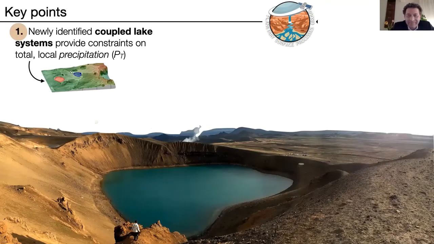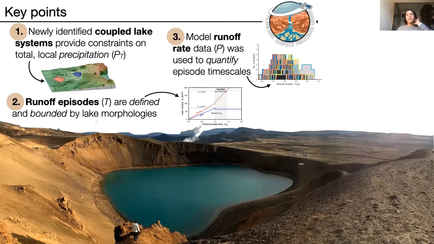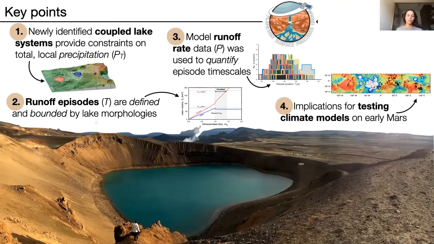Yeah, sorry, conclusion. We calculated all of these precipitations for these systems. We use their morphologies to show that runoff has to be bounded in time. We can combine this with models to generate actual timescales, and finally that this has important implications for actually testing climate models on Mars because we've got these localized markers. And yep, that's it from me.